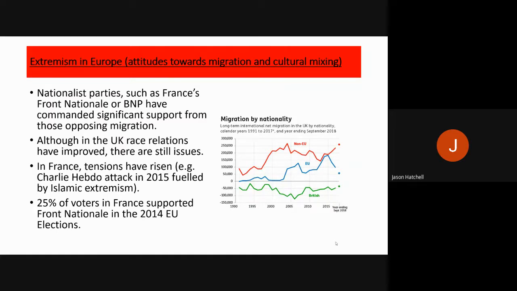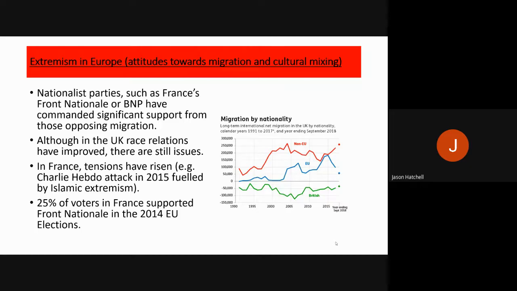So, nationalist parties like the Front National in France have seen their support rising significantly. 25% of voters in France supported the Front National in 2014 for the EU elections. The BNP and UKIP in the UK in recent years have seen rises, although falls then again, because of their anti-migration stances as political parties. In France, we've seen also attacks fueled by Islamic extremism. For example, the Charlie Hebdo attack in 2015.